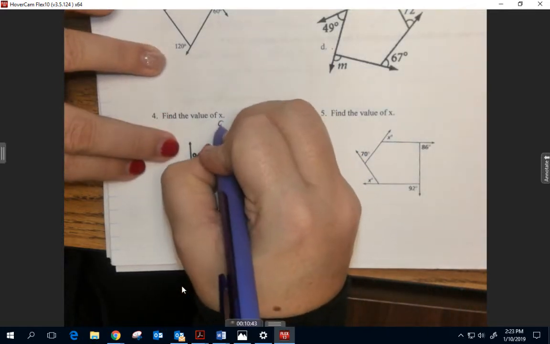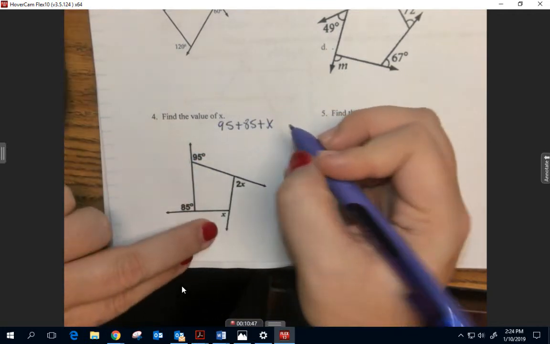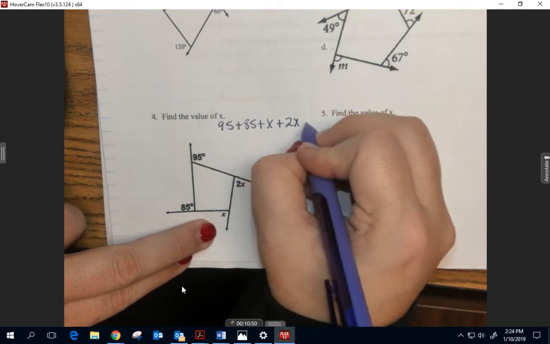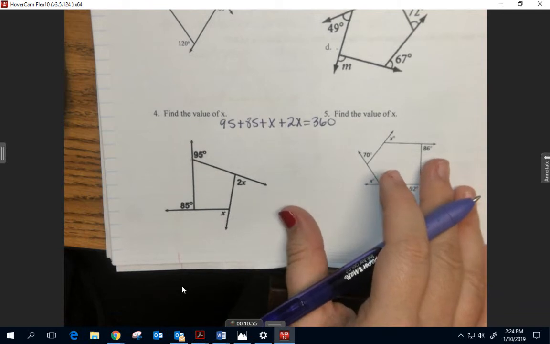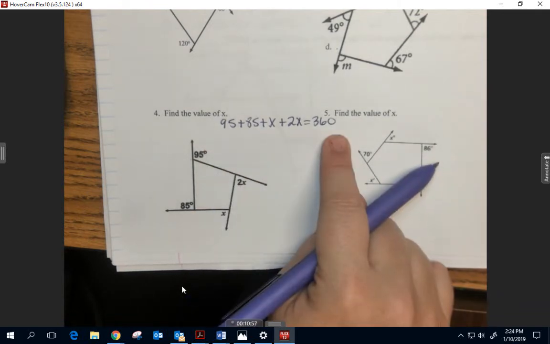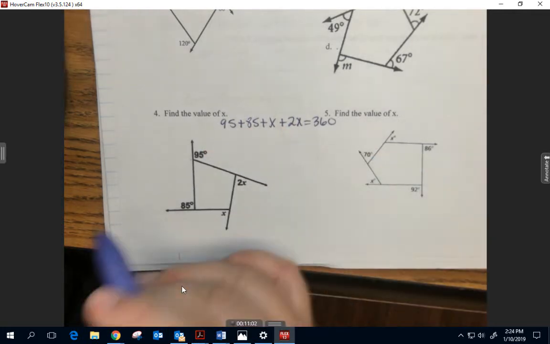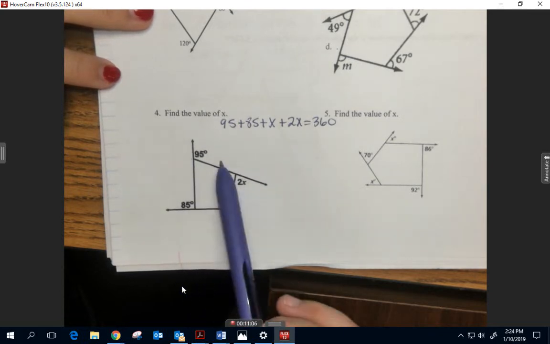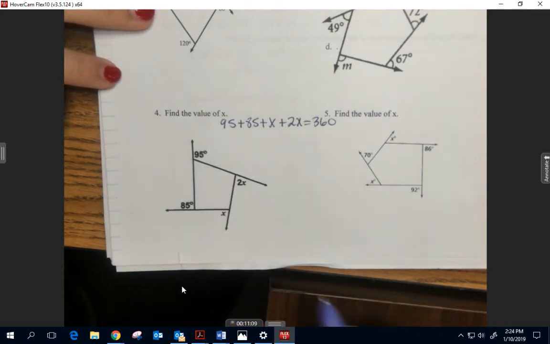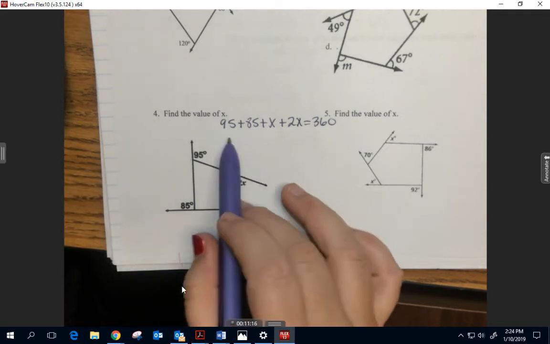I'm going to take 95 plus 85 plus x plus 2x and set that equal to 360. Okay? So I've just written out an equation. You can simplify this even before you write it out. I can see all my like terms over here, right? 85 and 95 are like terms, correct? What does that give me? 180.